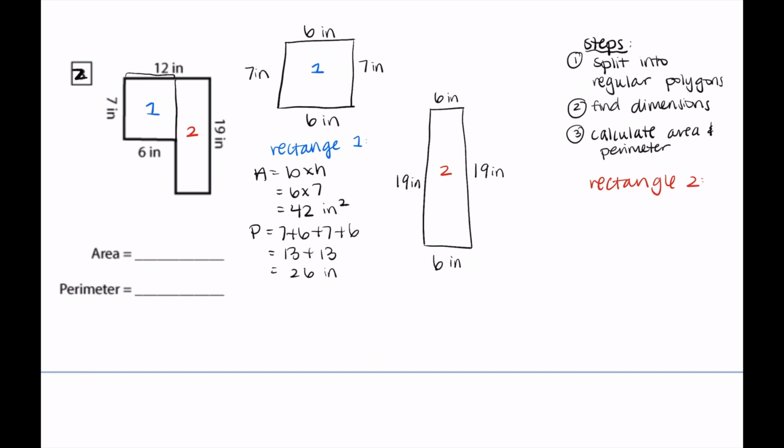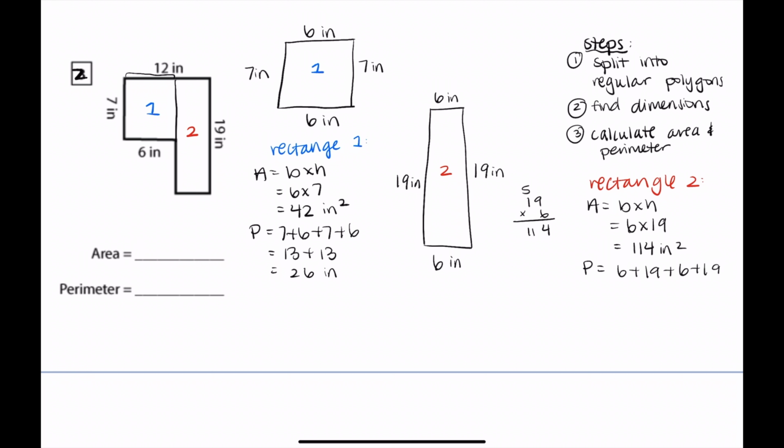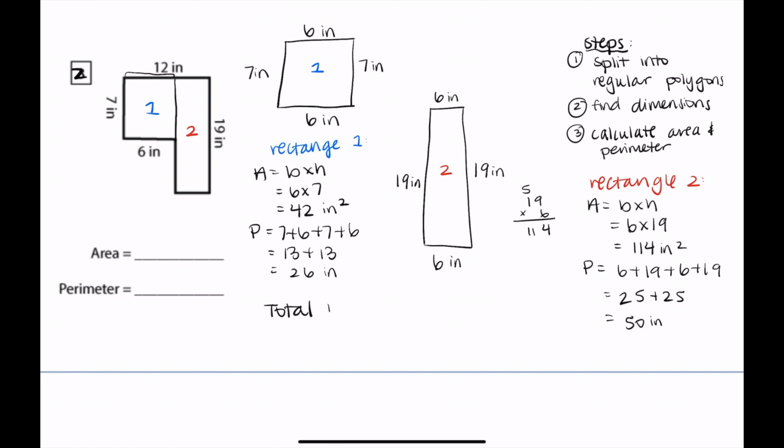Same steps here. Area equals base times height, right? So our base is 6 and our height is 19. I'll do 6 times 19 on this side here. When we do 6 times 19, we end up getting 114. So our area for rectangle 2 would be 114 inches squared. And now for perimeter for rectangle 2, again, it's just adding up all the sides. So we have 6 plus 19 plus 6 plus 19. That splits up into 25 plus 25. And we know that 25 plus 25, well, that just gives us 50. So our perimeter for rectangle 2 would be 50 inches.